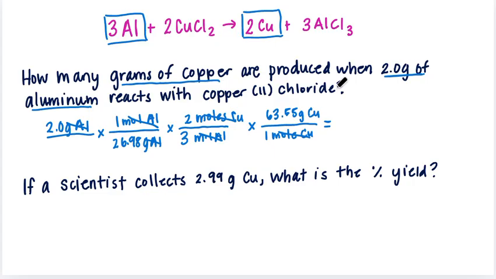Your best bet for solving this is to multiply everything on the top together, multiply everything on the bottom together, and divide your top by your bottom. When I do that, I get 3.15 grams of copper. That is the amount of copper that I expect to produce if everything goes perfectly in the reaction. That means that this value that I just obtained here is my theoretical yield.